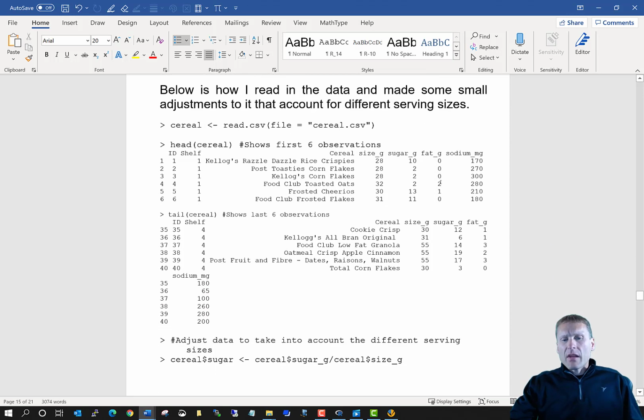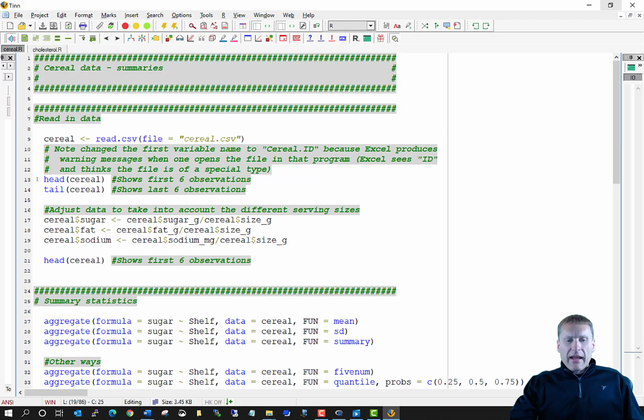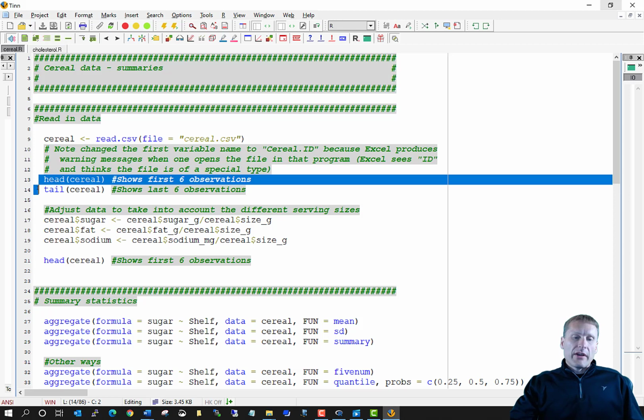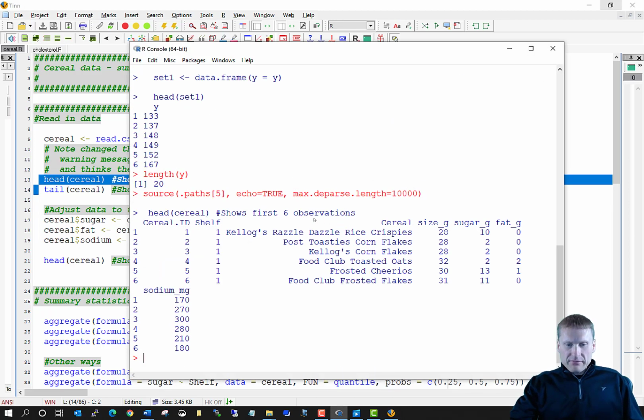Okay. So the data is in a comma delimited file called cereal.csv. I read the data into R and put it into an object called cereal. Let me go ahead and go over here to R. And what I do, first of all, is I make sure that I read the data in correctly. So I use the head function with it.